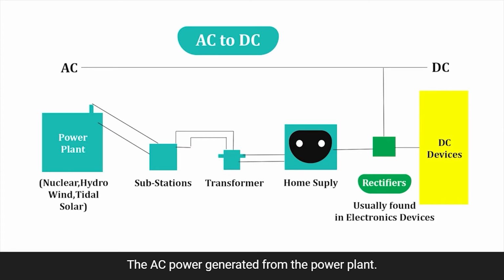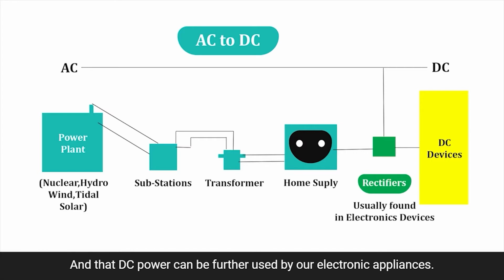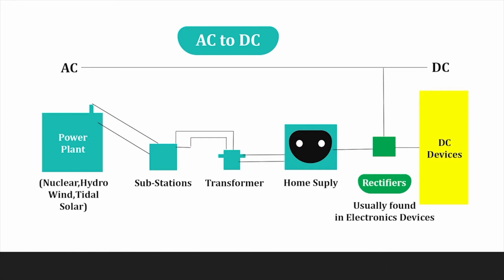The AC power generated from the power plants is sent to the substation, which is located in our area, districts and societies. The substation sends that AC power to the transformer, which steps it down to 220 volt and makes it compatible with home supplies. The home supply, that is 220 volt, is again rectified through rectifiers to form DC, and that DC power can be further used by our electronic appliances.